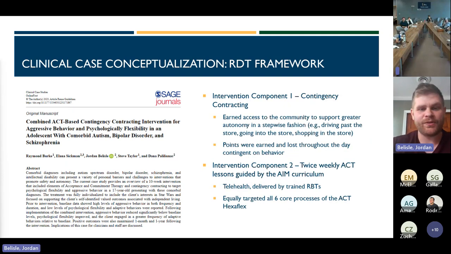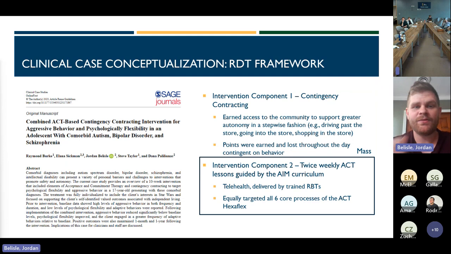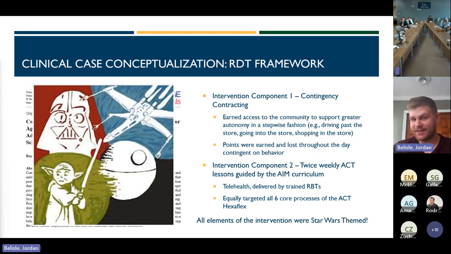And if we view it this way, let's attack both. We can attack negative X, for example, by creating contingency contracting. In this case, the participant earned access to their community to support greater autonomy in a stepwise fashion as they met conditions in their contingency contract, and as points were earned throughout the day, both for external behavior as well as identifying ACT processes within their own behavior at the end of the day. Then we can target relational mass, for example, with twice-weekly ACT lessons guided by the AIM curriculum. These were delivered over telehealth by very highly trained RBTs and equally targeted all six of the core processes of the ACT Hexaflex. In addition, in order to create more relational mass, all elements of the intervention, including the contingency contract as well as the ACT lessons, were Star Wars themed.